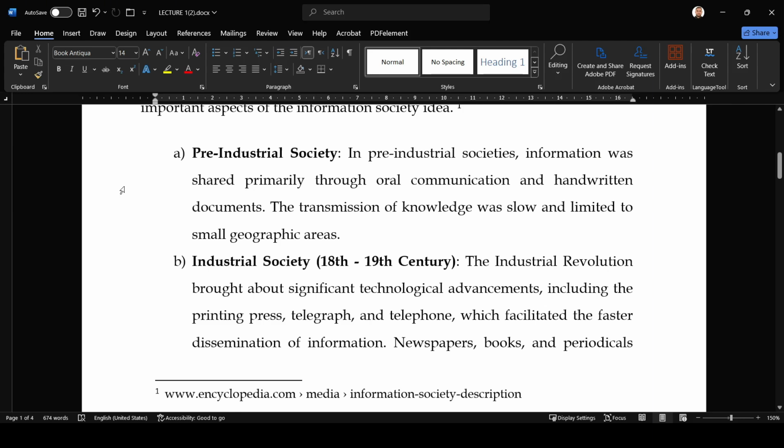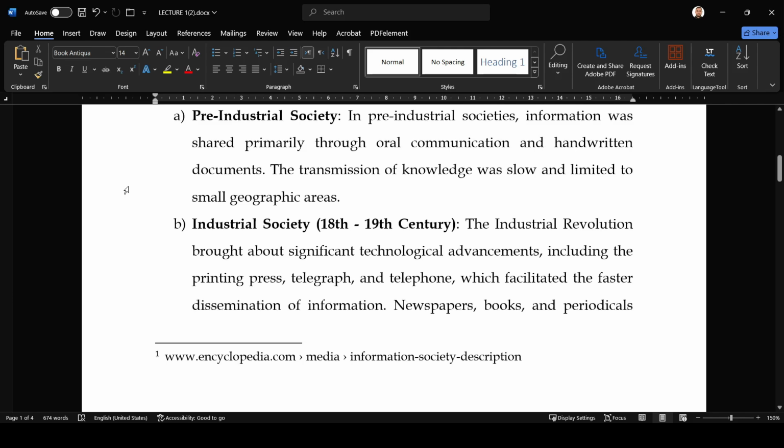A. Pre-industrial society. In pre-industrial societies, information was shared primarily through oral communication and handwritten documents. The transmission of knowledge was slow and limited to small geographic areas.